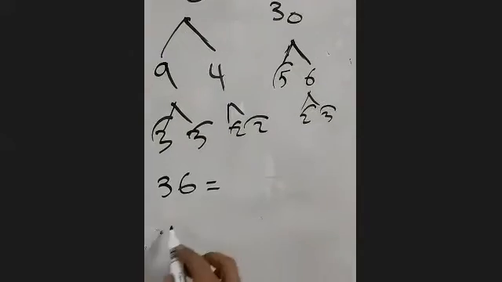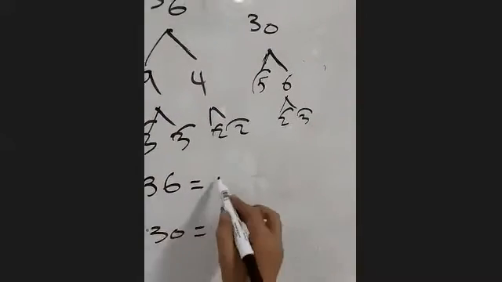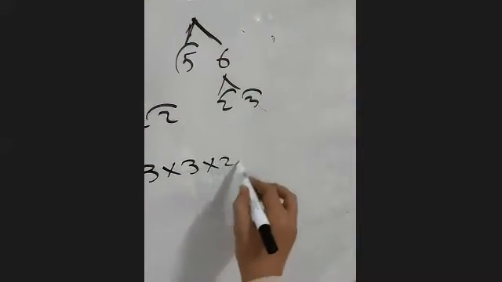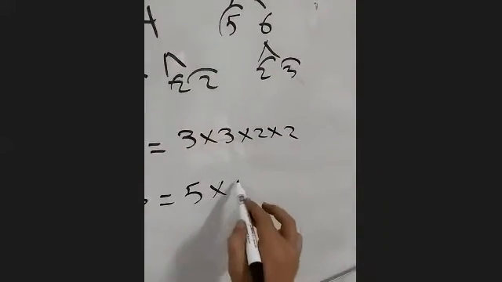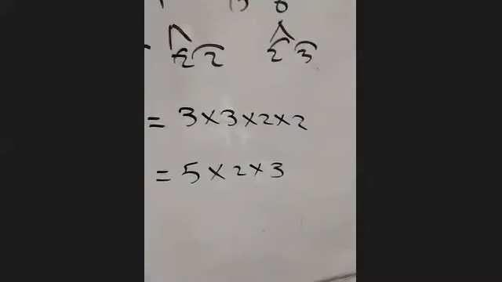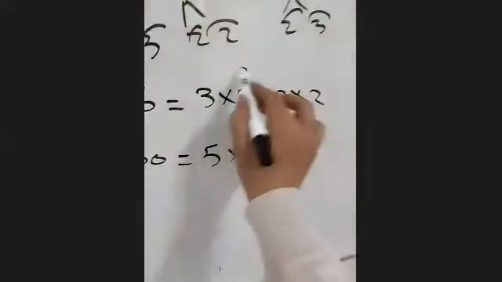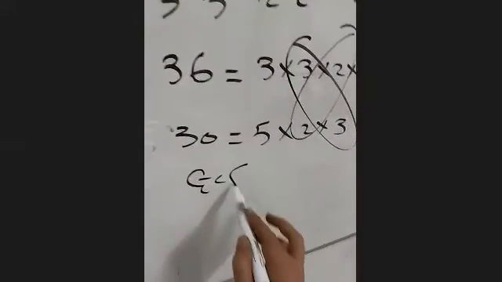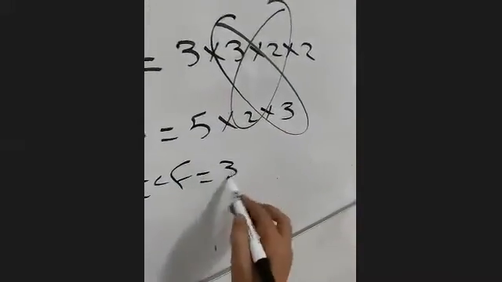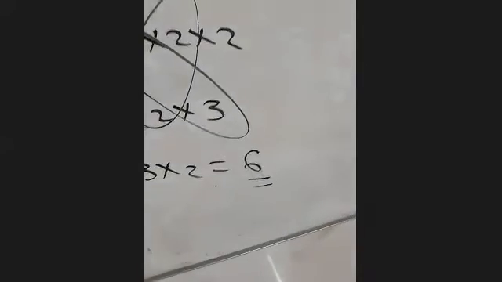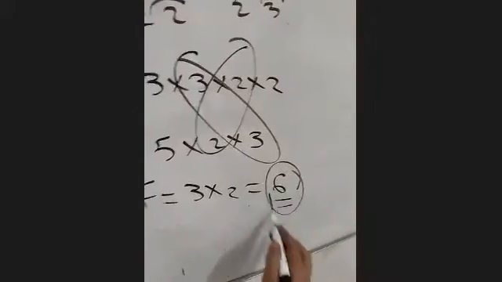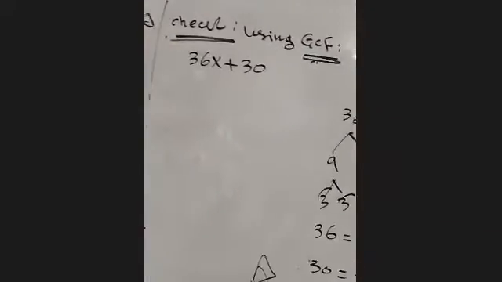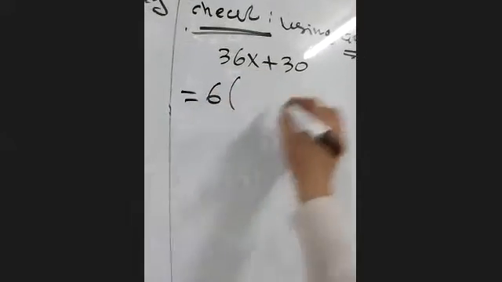Let's just check, please. Now the 36 is 3 by 3 by 2 by 2. The 30 is 5 by 2 by 3, right? We have the 3's together and the 2's together. So the GCF, take a number from each group. It will be 3 times 2, which is 6. Excellent. Now I will take my 6 here, go to my question, and put equal 6 with a bracket.